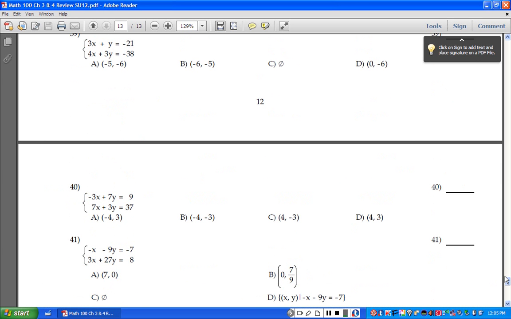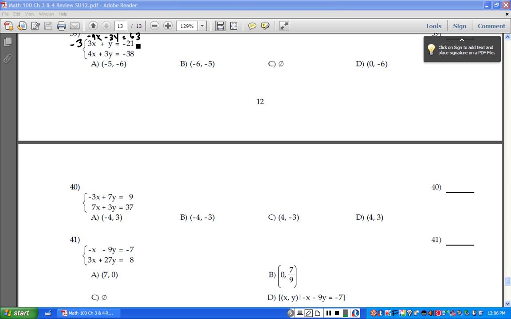39. Okay, 39 is set up for elimination. So I want to multiply the top equation by a negative 3, so my y's will be able to cancel. So I end up getting a negative 9x here, a negative 3y, equals, and that gives me a positive 63.